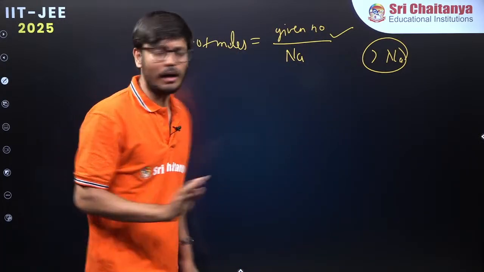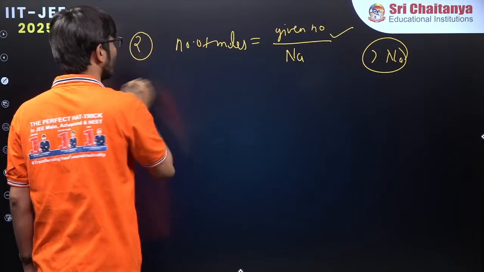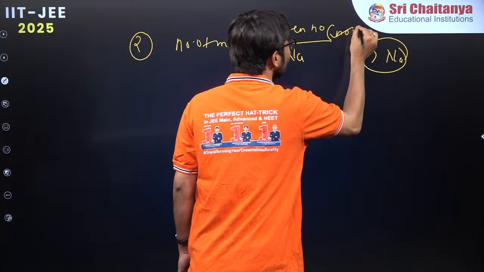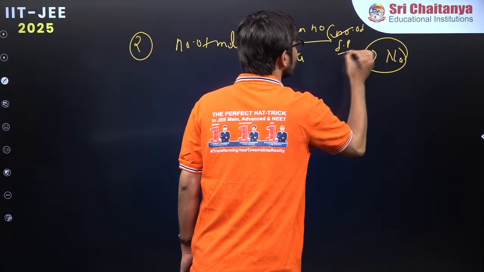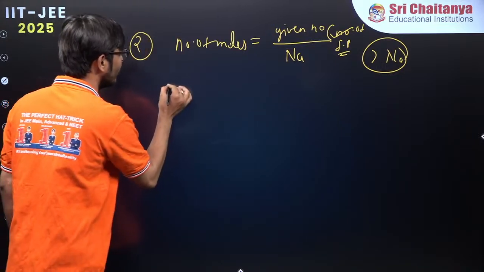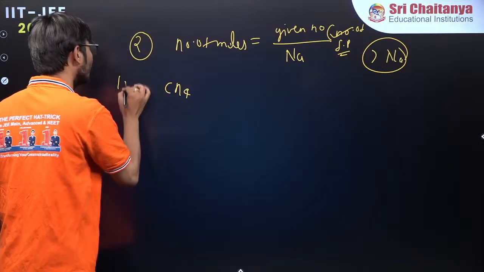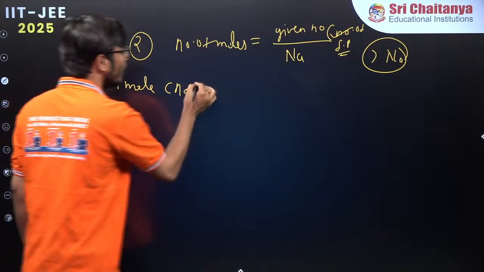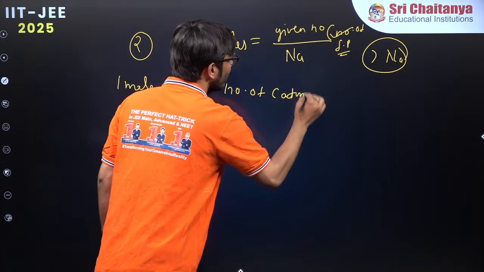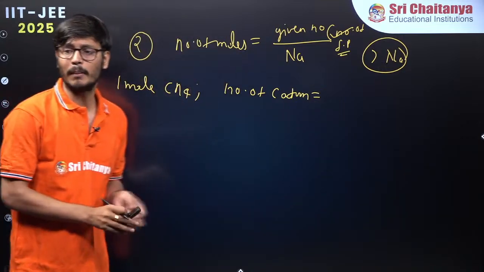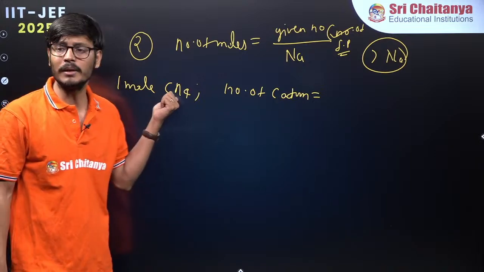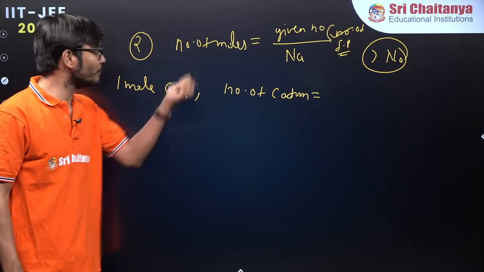So we have two formulas. Formula number 1: number of moles is equal to given mass by molar mass. Formula number 2: given number. What is that number? The number of fundamental particles, which is atom, molecule, ions, like that. So let us say, if I ask you, in 1 mole of methane, what is the number of carbon atoms?